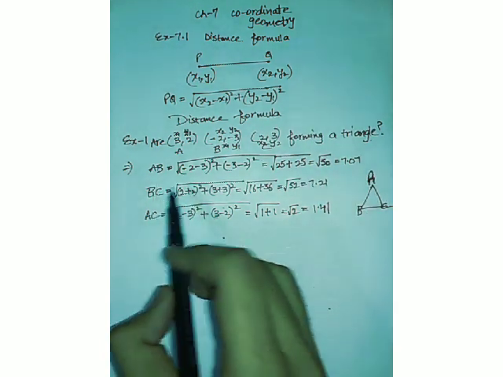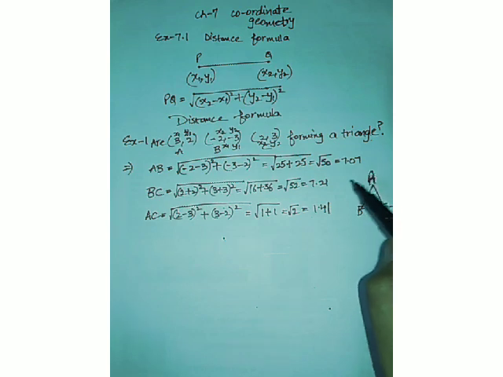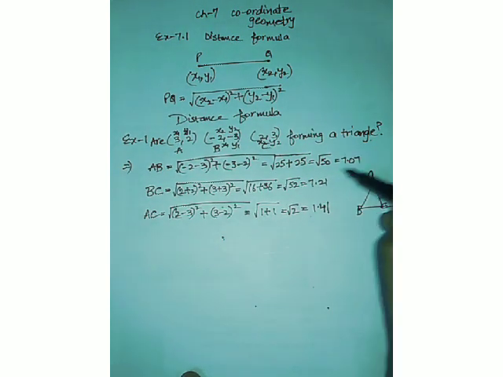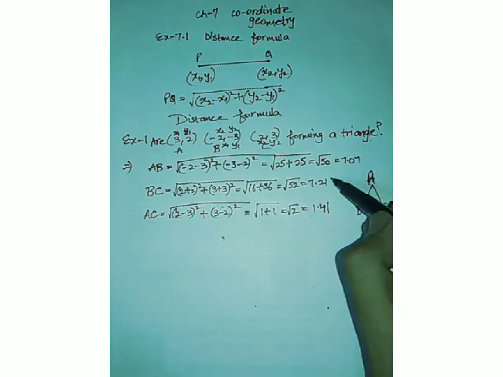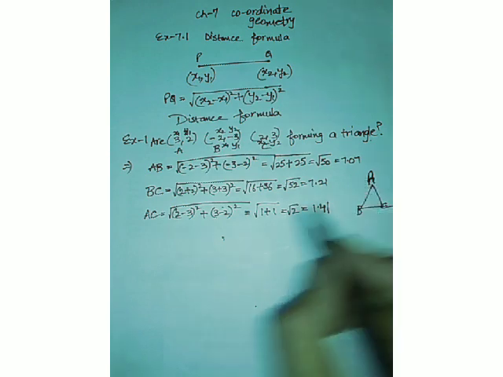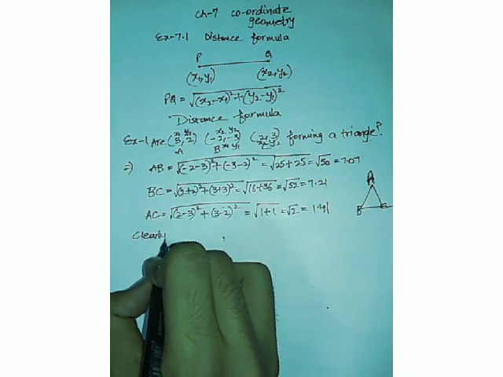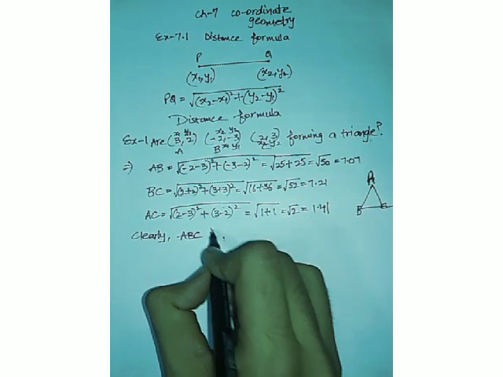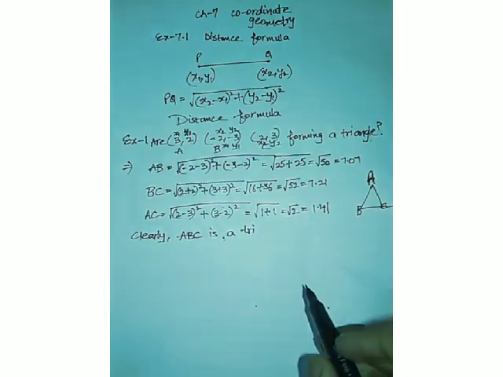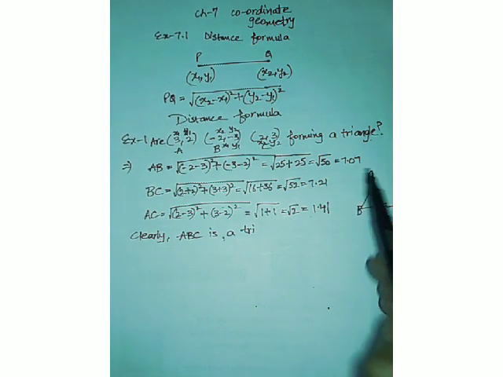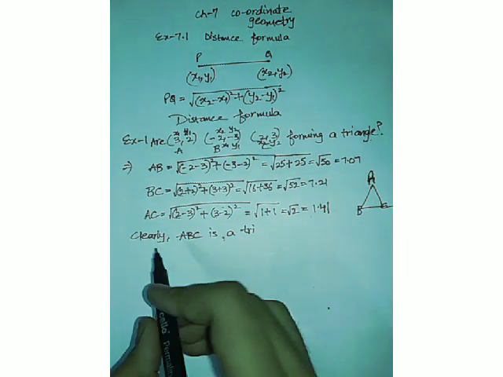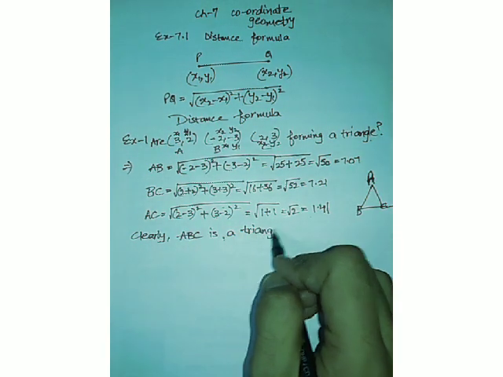Now you have got AB, you have got BC, and you have got AC. You can clearly see that if you add these 2 distances, the sum is coming out to be greater than this one, or if you add these two distances, the sum is coming out to be greater than this one. So clearly ABC is a triangle. Now you have to write what I have spoken, that after adding any two distances, the sum is coming out to be greater than the third one. So that is why ABC is a triangle.